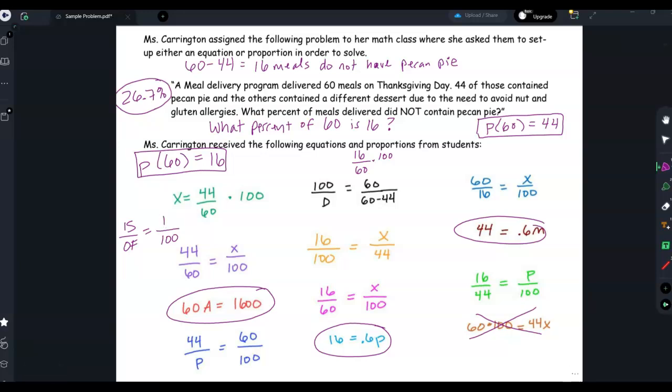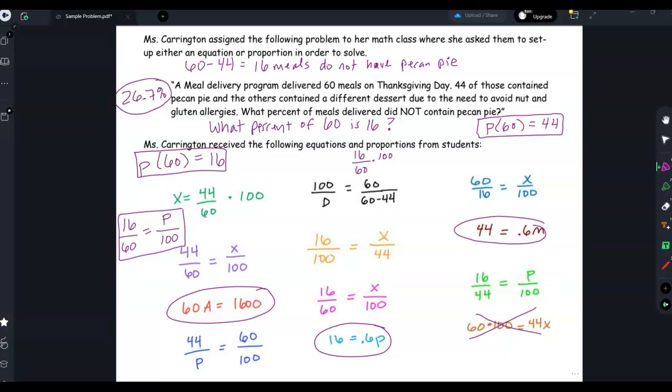So whatever variable you want to use, I'll use P for percent. And then the is part is 16. And then what is it out of? It's out of 60 meals. So this would be another correct way to do this. I could actually cross multiply, or whatever method you like to use to solve that proportion.